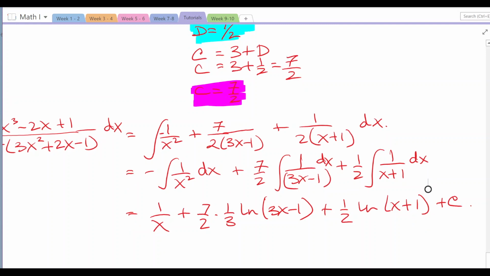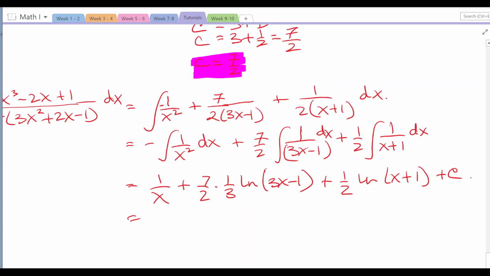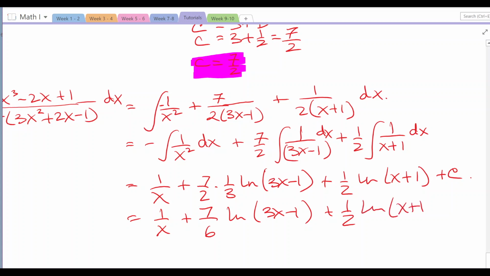So in total everything becomes 1 over x plus 7/6 ln of 3x minus 1 plus half ln of x plus 1 plus c. And that will be the final answer for this particular problem. Thank you.